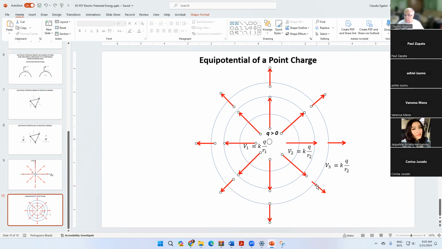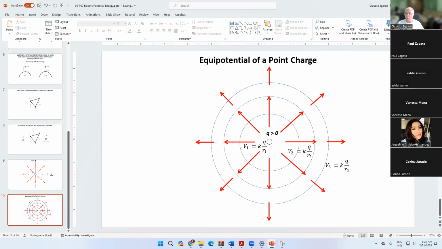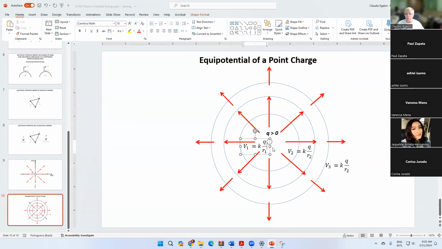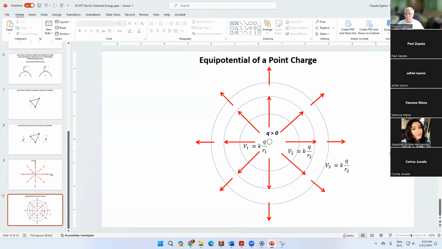Vector, vector, vector. Let's see if I can get it a little bit more like that, right? Okay, so that's what we have for my equipotentials. Here's my charge, right here. The middle is the charge, and that's what you have to know.